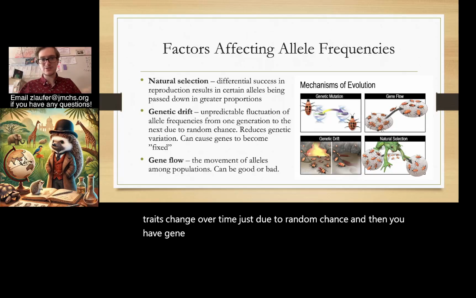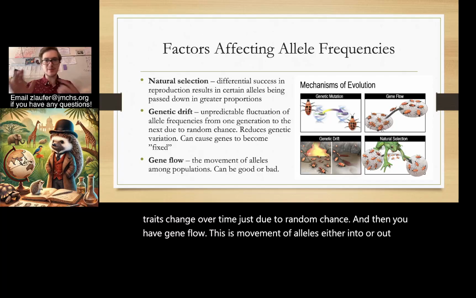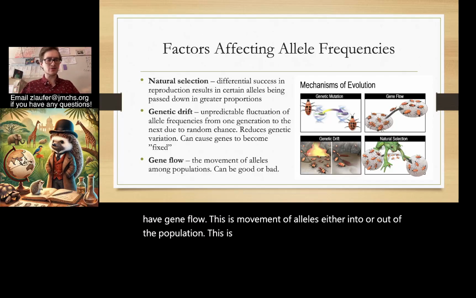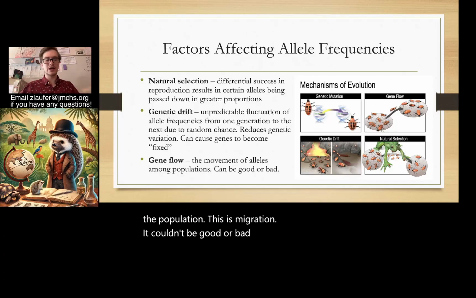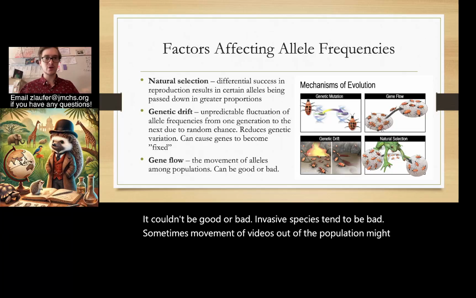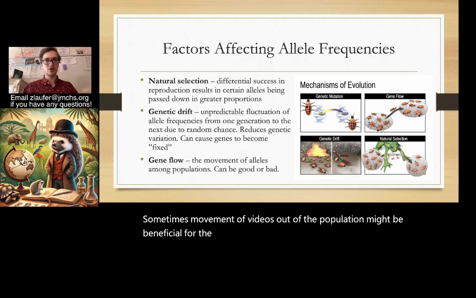This is movement of alleles either into or out of the population. This is migration. It could be good or bad. Invasive species tend to be bad. Sometimes movement of alleles out of the population might be beneficial for the population as a whole.